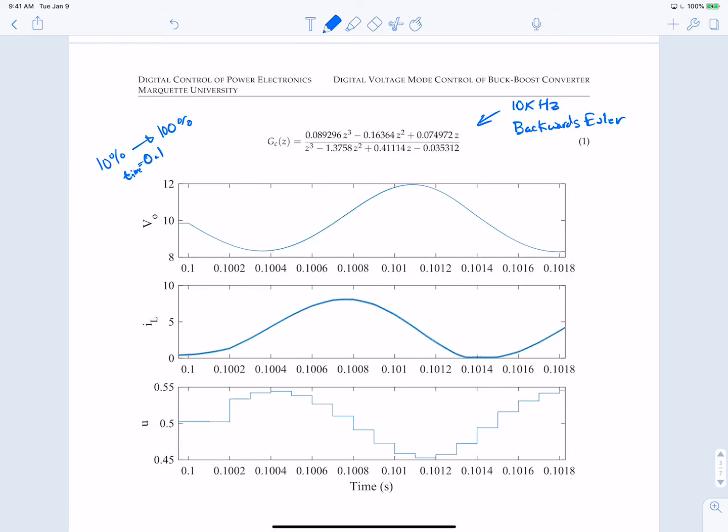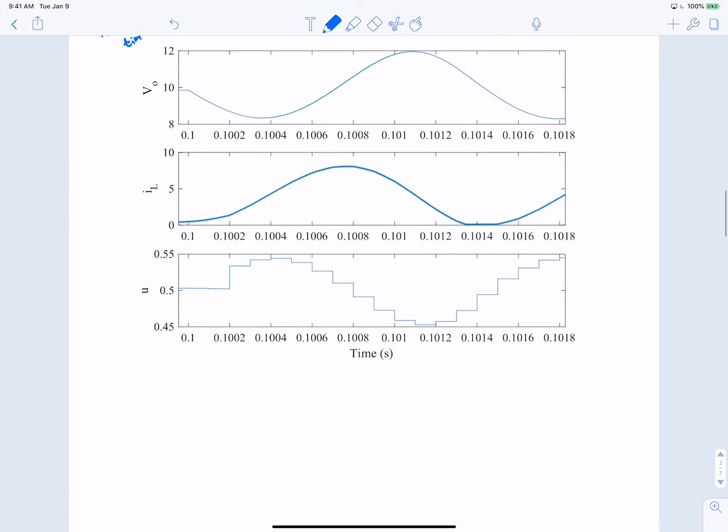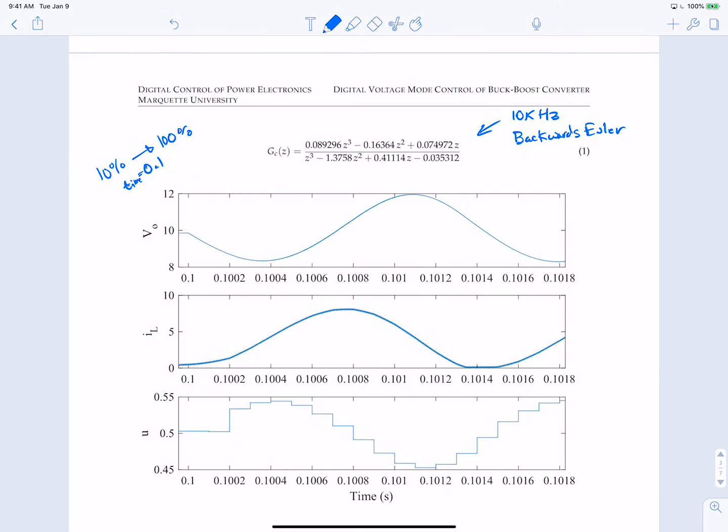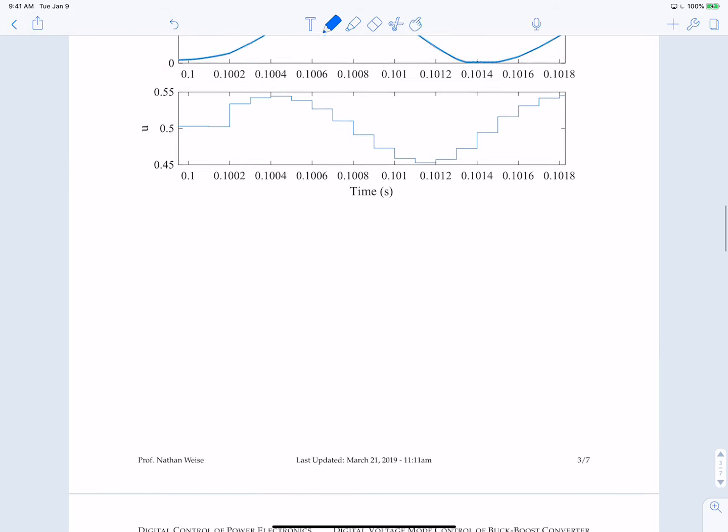So that's not good. This is not a good design, but just to show you that we can't just blindly, arbitrarily pick a sampling frequency and apply backwards Euler.